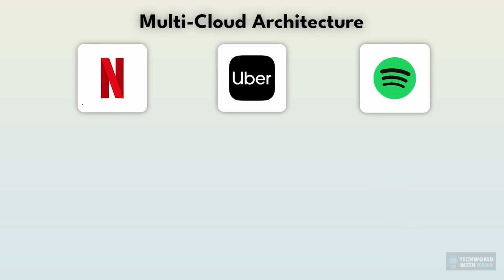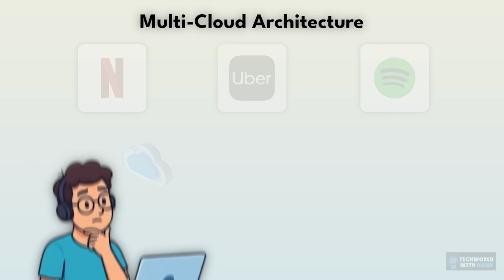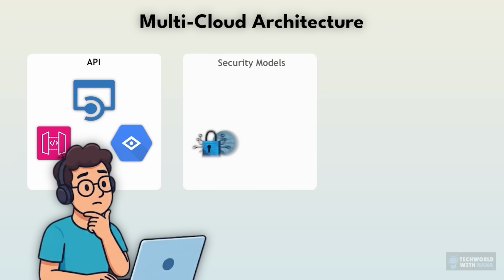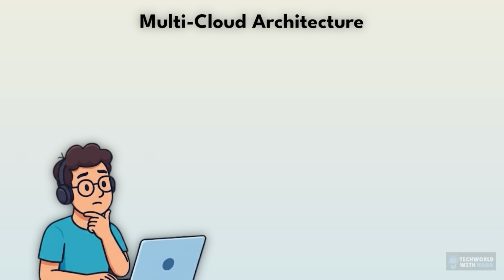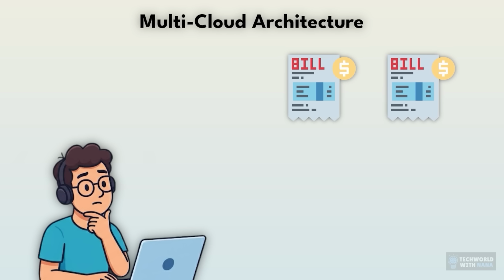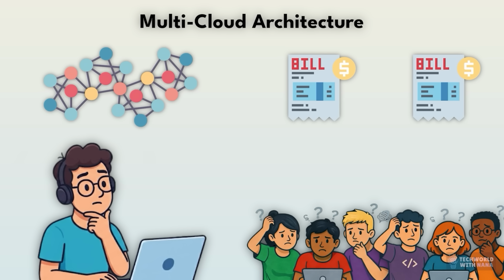Now, these companies are not using multi-cloud because it's trendy. They're doing it because it solves real technical and business problems. But here's the important point. Managing multiple clouds is genuinely complex. You're dealing with different APIs, different security models, different networking configurations, completely different ways of doing everything. Now, what about your cloud bill? Well, it can literally double just from the operational overhead of managing all of this infrastructure in multiple clouds.